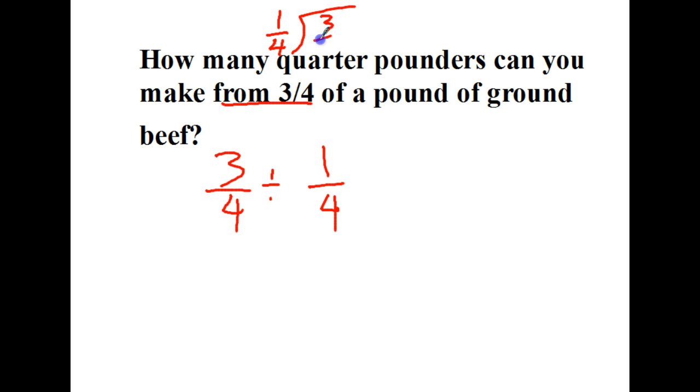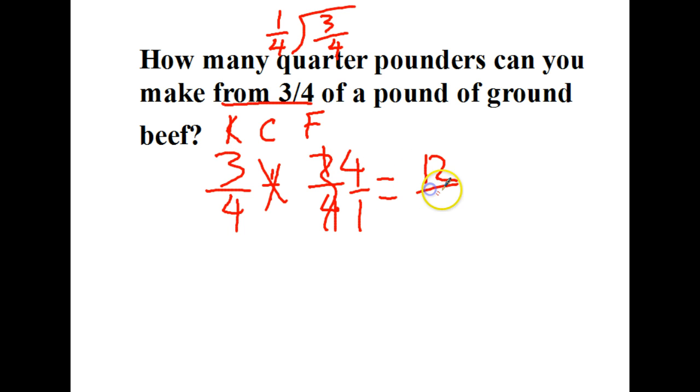I think we did this problem earlier. So I'm going to keep this, change it, flip it. Flip the 1/4 over to 4/1. 3 times 4 is 12. 4 times 1 equals 4. 12 divided by 4 equals 3. So I could make 3 quarter pounders if I had 3/4 of a pound of ground beef.